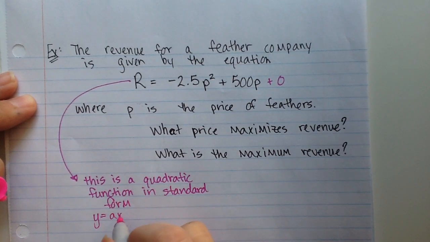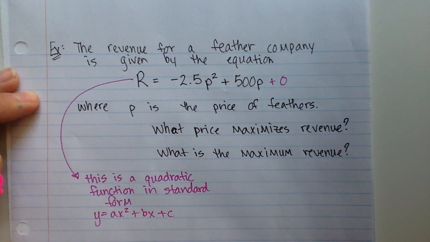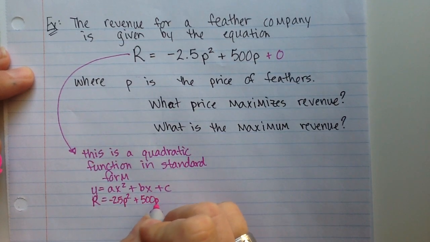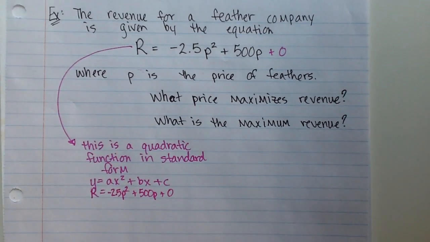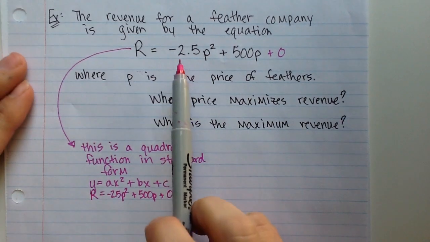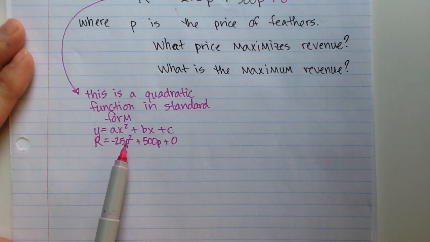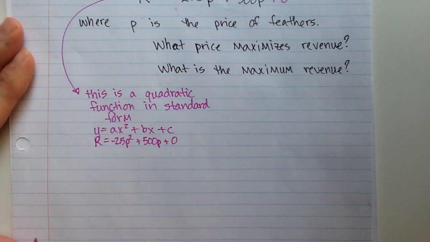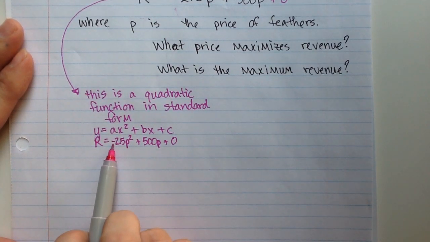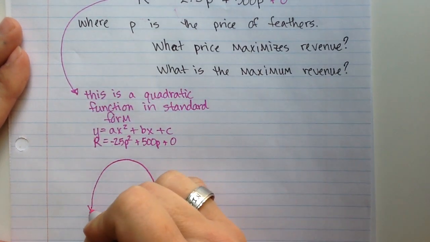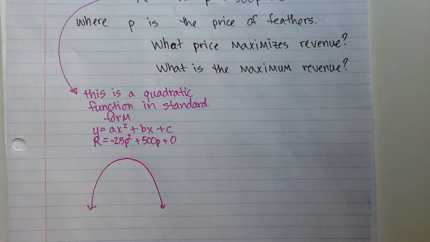So it's like y equals ax squared plus bx plus c, except it's R equals negative 2.5p squared plus 500p plus 0. Now we just talked about what shape that makes and what each of those numbers helps us figure out. Remember that the number out in front, the a, tells us if we have a stretch or compression and also if we are going to open up or open down. That negative number tells me that the graph is going to open down like this because it's reflected over the x-axis.